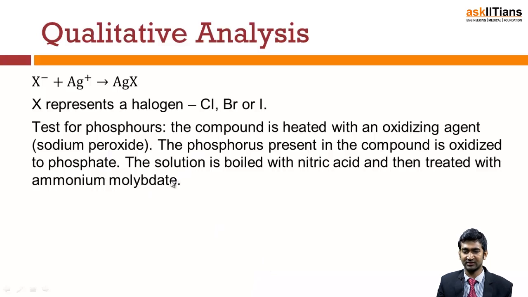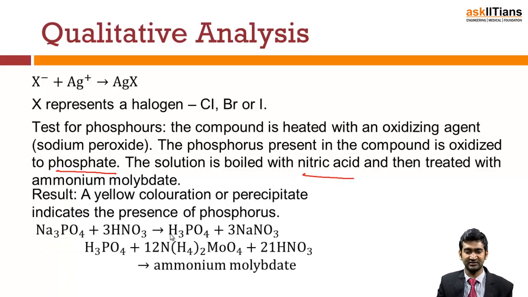Test for the phosphorus. The compound which I have, I heat it with sodium peroxide, Na2O2. So what happens? If it has a phosphorus compound, it gets oxidized to phosphate. And when I boil this solution with HNO3, you get a yellow color. The yellow precipitate which is formed tells me that phosphorus is present. These are the reactions.